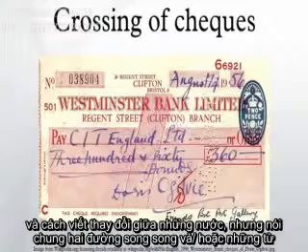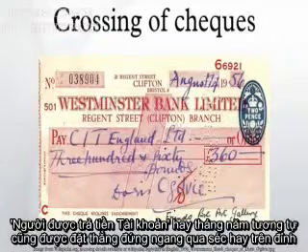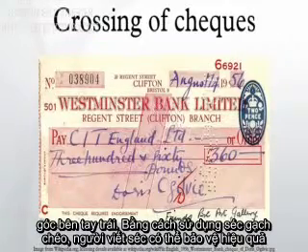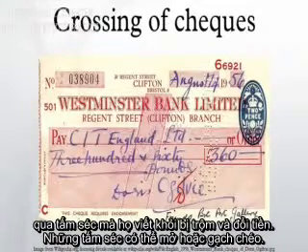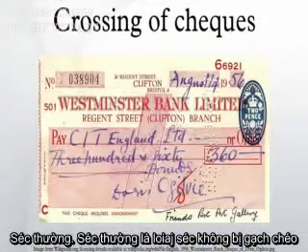The format and wording varies between countries, but generally two parallel lines and/or the words account payee or similar may be placed either vertically across the check or in the top left-hand corner. By using crossed checks, check writers can effectively protect the checks they write from being stolen and cashed. Checks can be open or crossed.